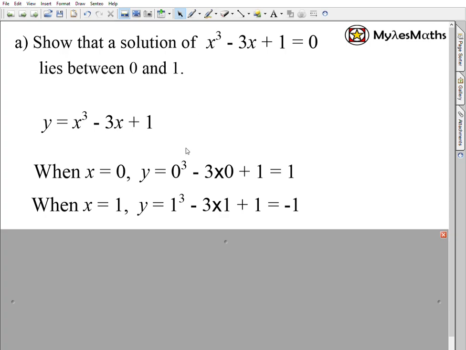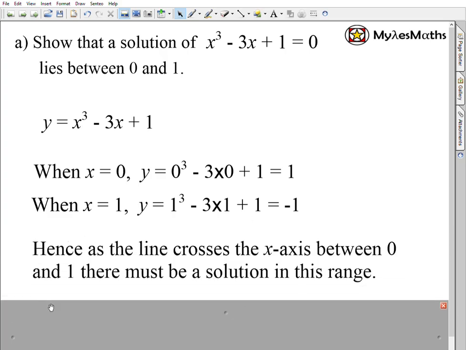So if I look at this without the graph, I can see that when x was 0, I had a positive value, and when x was 1, I had a negative value, and it's this change of sign. It can be positive to negative or negative to positive, it doesn't matter which, but if it changes sign, it must have crossed the x-axis in between. And then I give a little explanation of this. Hence, as the line crosses the x-axis between 0 and 1, there must be a solution in this range. So I can see that there is a solution between x equals 0 and x equals 1 without actually drawing the graph.